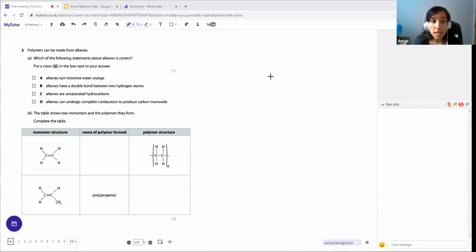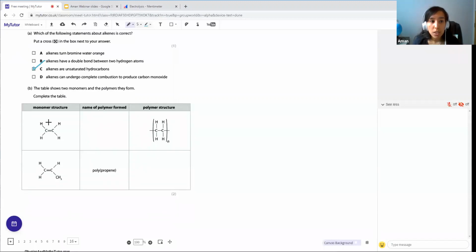Good, yep, C. So remember, alkenes turn bromine water colourless, so from brown to colourless, not orange. They do have a double bond, but between the carbon atoms, not the hydrogen atoms. They are unsaturated, so that basically means that there could be more hydrogens in there, but because of the double bond, there isn't. So this is the answer. And they do not undergo complete combustion. They undergo incomplete combustion to produce carbon monoxide and water.